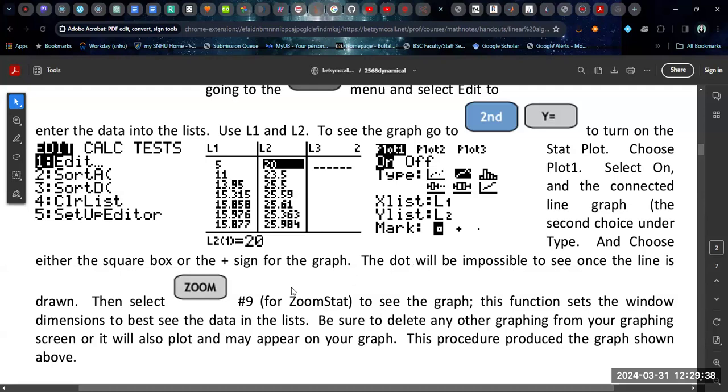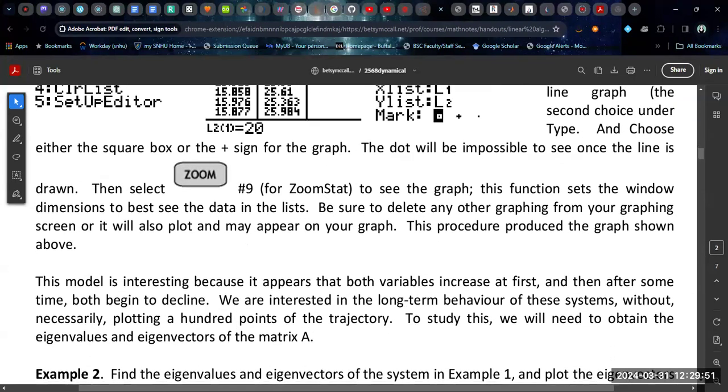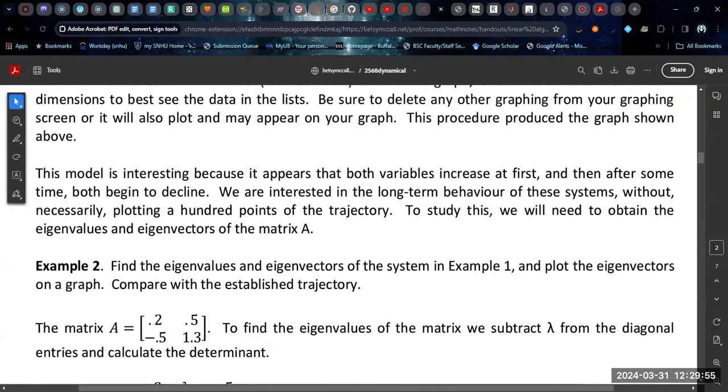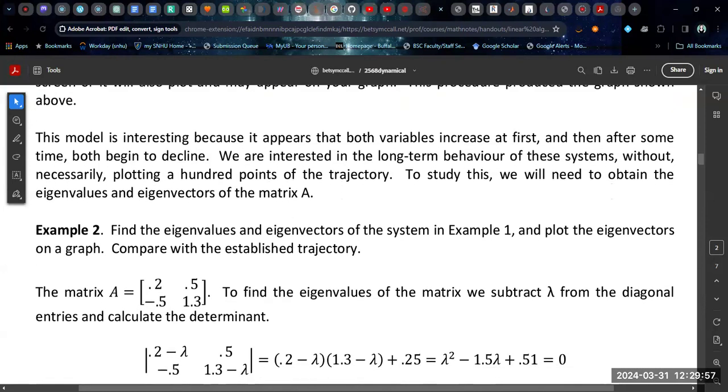And then finally, when you've entered all of this information, select Zoom 9 for Zoom Stat, and it will adjust your windows so that you can see all of the points on the screen. Of course, you can also plot them by hand if you prefer.